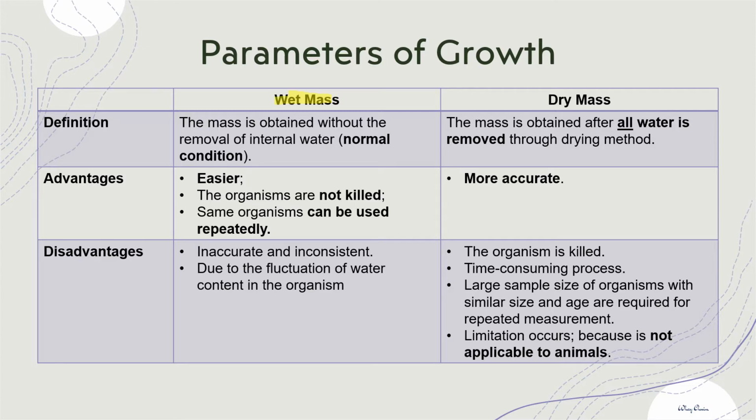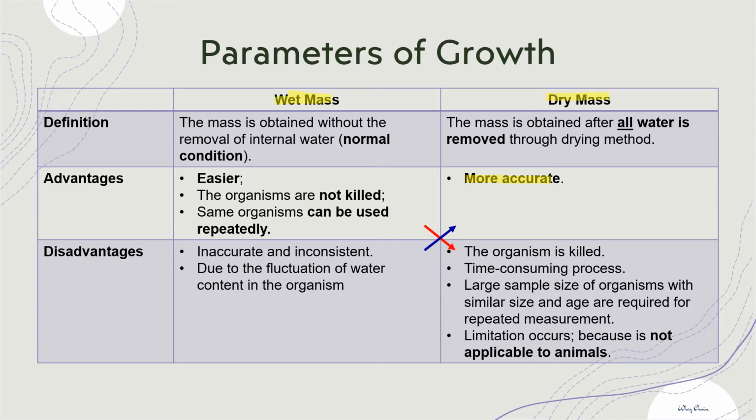Maksudnya, tak kira tumbuhan atau haiwan eksperimen yang kita study, kita boleh terus timbang. Tetapi parameters yang kedua, dry mass atau jisim kering, we have to remove all water content through a drying method. Tetapi cara ini akan memberikan result yang lebih tepat. So maksudnya setiap cara itu memang boleh dipertimbangkan dari segi kekuatan dan kelemahan masing-masing.